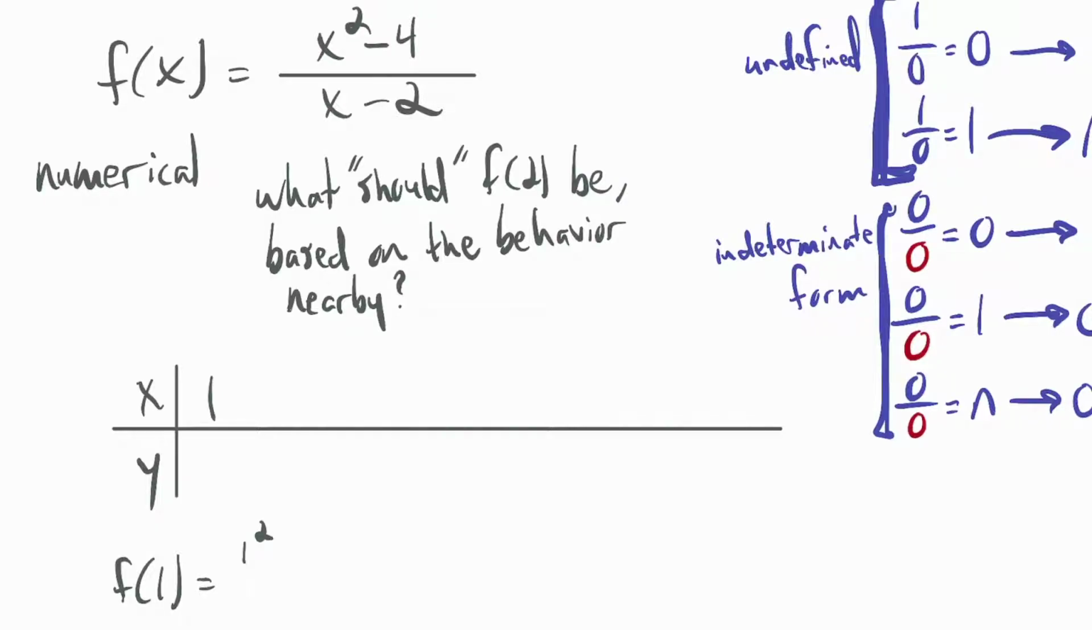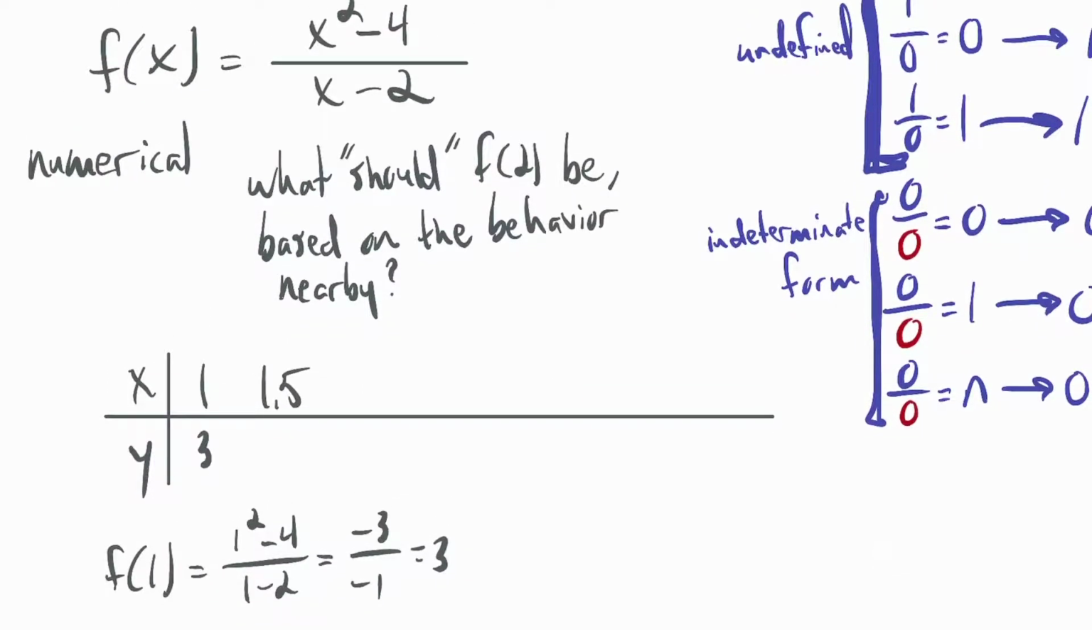So 1 squared minus 4 over 1 minus 2, right? So 1 minus 4 is negative 3. 1 minus 2 is negative 1, and I get 3. So 3 is the outcome. Okay. What if I put in 1.5? Well, it turns out, and you should check this for yourself, I've done this problem enough that I remember the numbers, and just for expedience, you get 3.5. If you plug in 1.9, what do you get? Here you probably would want a calculator. This would be tedious by hand. Not difficult, but tedious. Well, you're going to get 3.9.